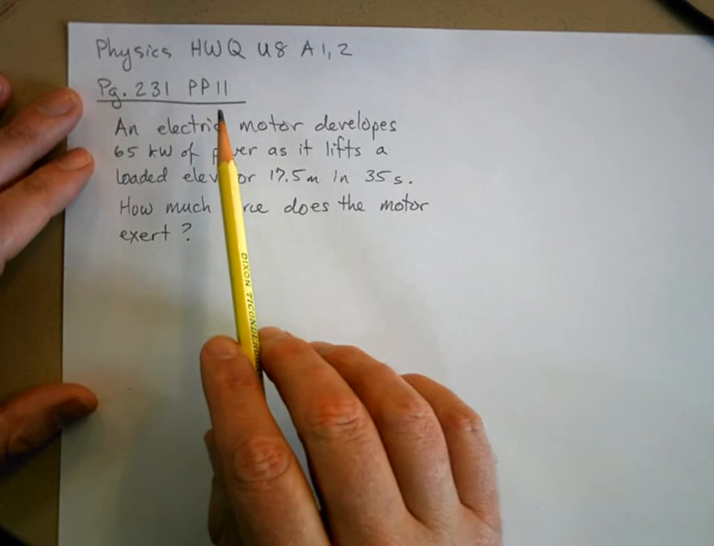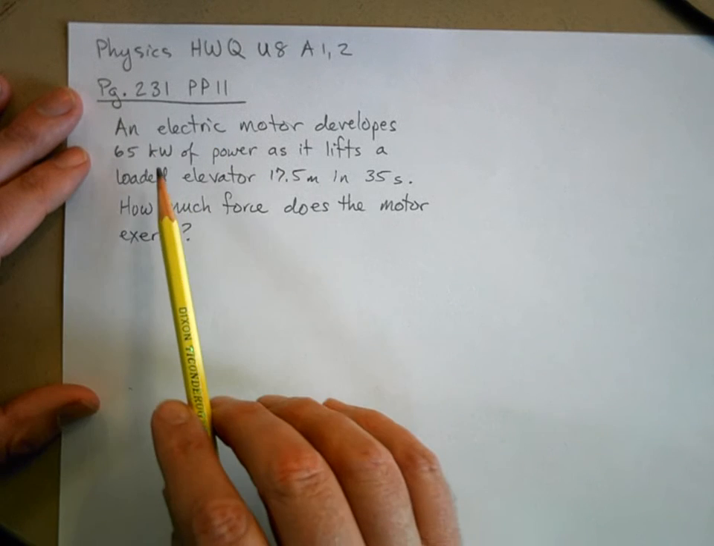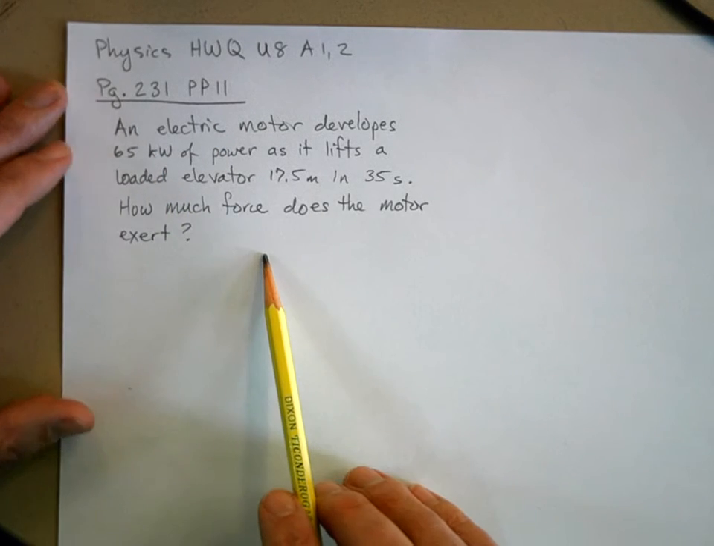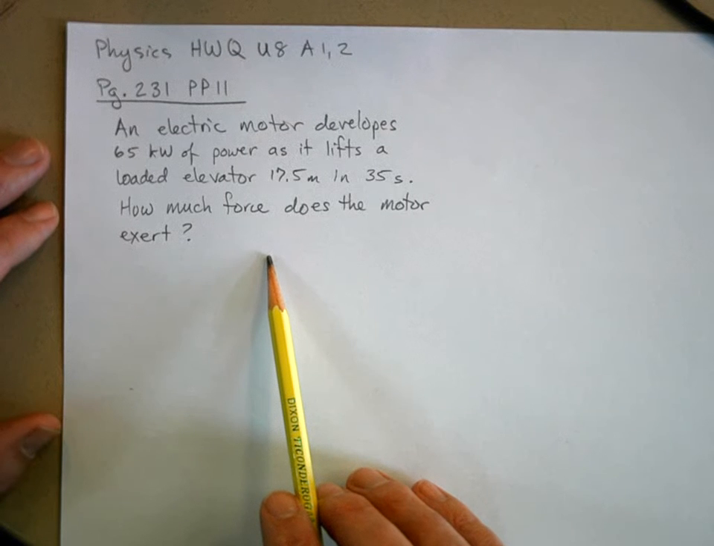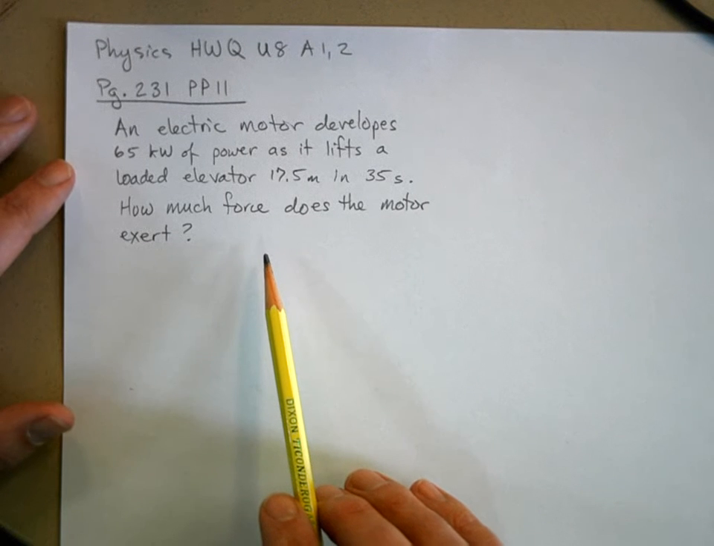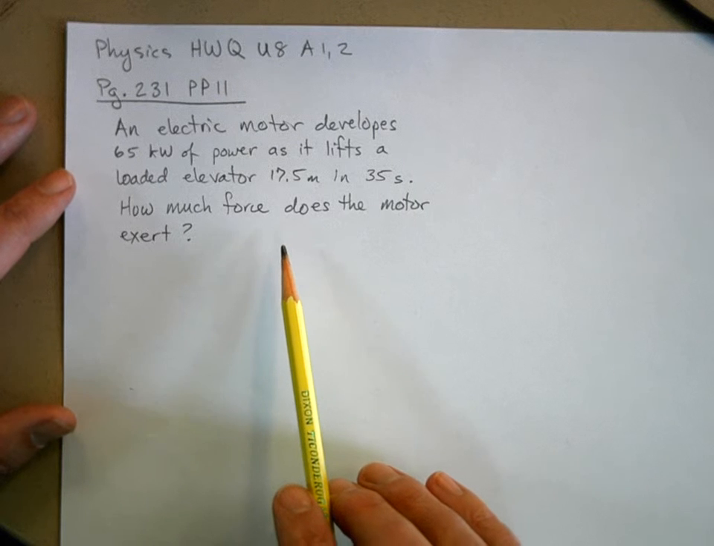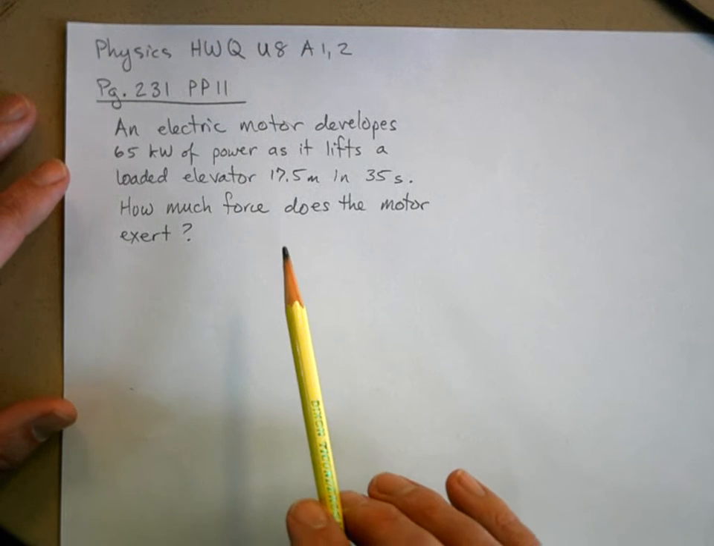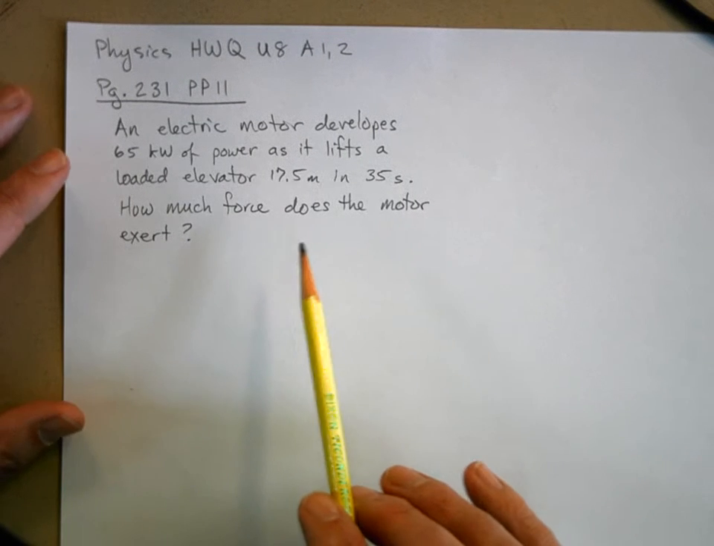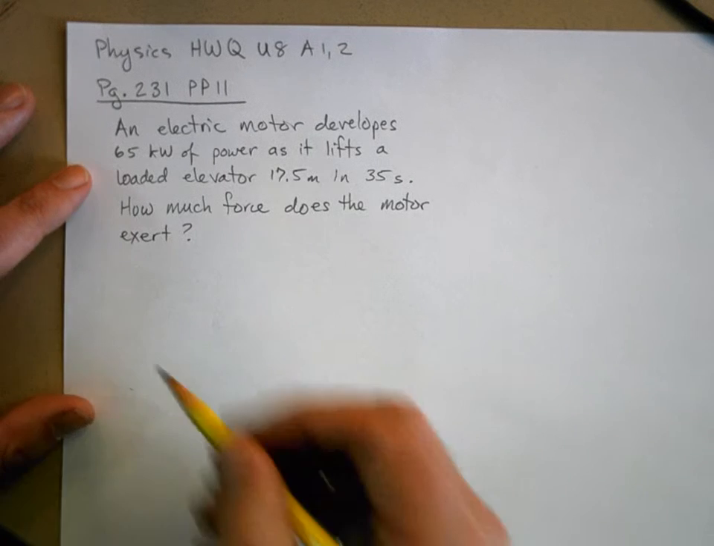Let's do practice problem number 11 on page 231. It says an electric motor develops 65 kilowatts of power as it lifts a loaded elevator 17.5 meters in 35 seconds. How much force does the motor exert?